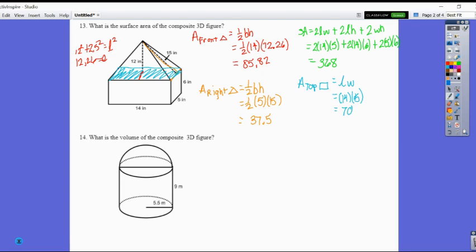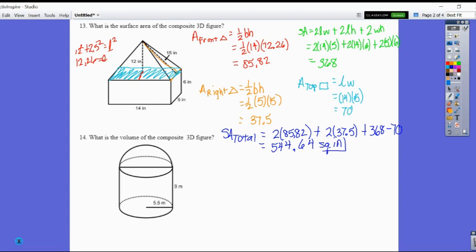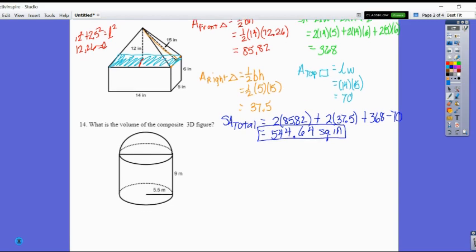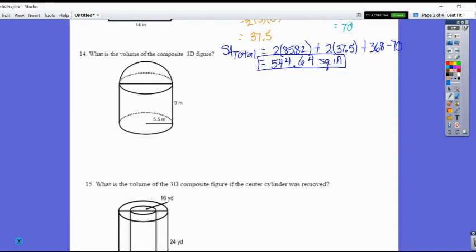So to put all of this together then for my total surface area, we're going to have to do 2 times that 85.82 because I need the front and the back area, plus 2 times the 37.5 area because I need the left and the right triangle panel, plus the 368 from the rectangular prism, but minus the 70 that we don't need for that overlap in there. Altogether, we're talking about 544.64 square inches of surface area for it. So surface area can be pretty challenging. You got to make sure that you really visualize all the pieces for it.